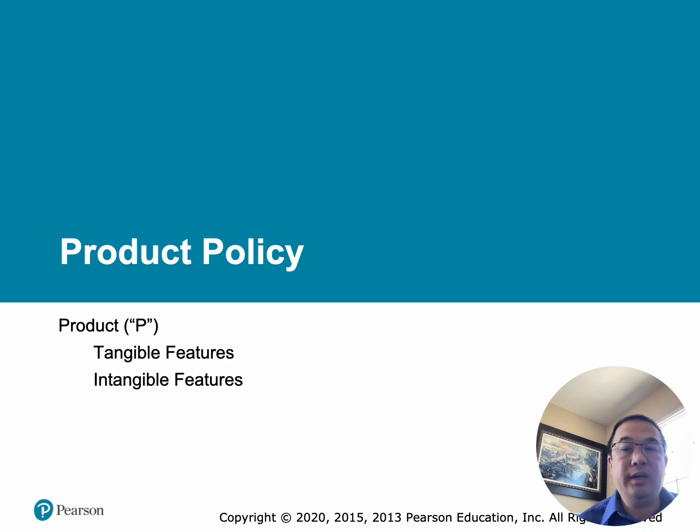This introduces the product, the first P in the marketing mix, and explains that products have both intangible and tangible features that marketers must consider when selling internationally. A product is anything offered to customers to satisfy a need or want. In international marketing, companies must decide what product to sell, whether to standardize or customize it, and how the product should be perceived in different countries.